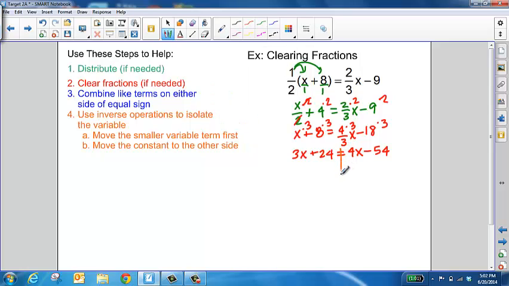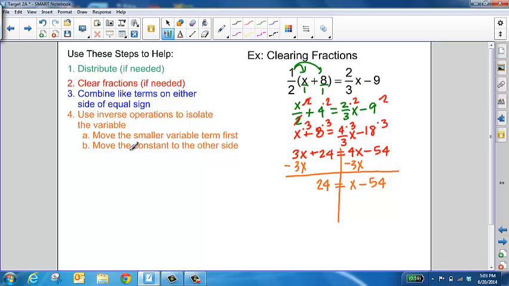So since we're at step 4, we want to draw that dividing line so that we know whatever we do to the left side, we have to do to the right. Now, we want to move the smaller variable term first. Since 3x is smaller than 4x, we're going to shift the 3x to the other side. Since it's positive, we want to subtract 3x from both sides and make sure to line it up over the like terms like so. And then this is going to subtract out to 0, so we're just going to be left with 24 equals 1x, or just x, minus 54.